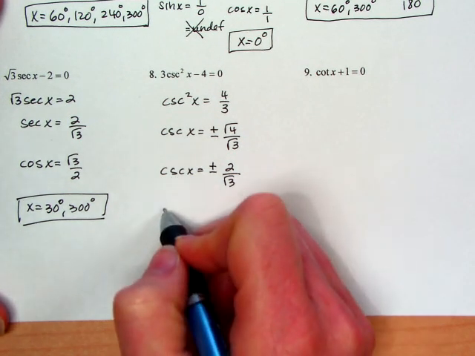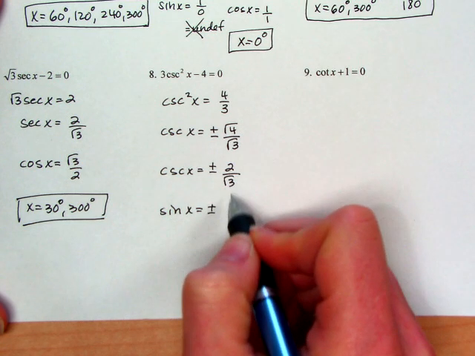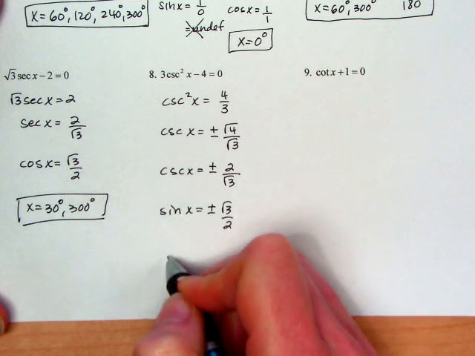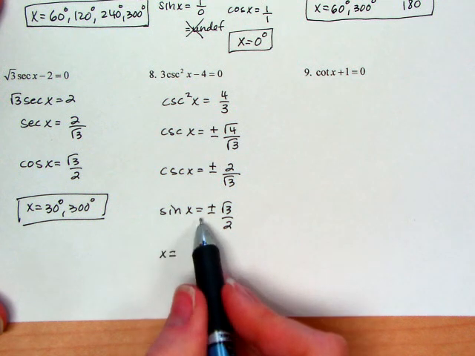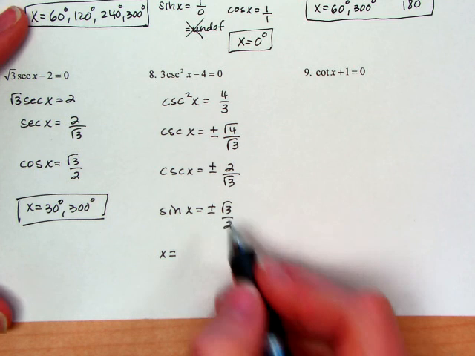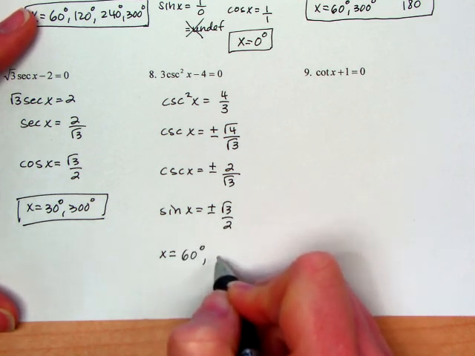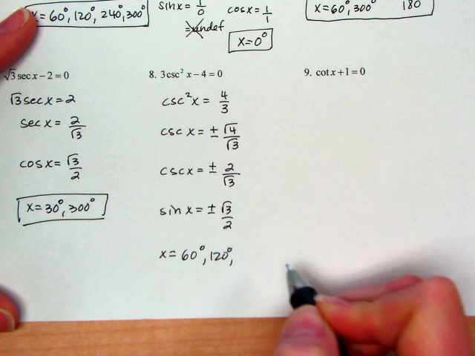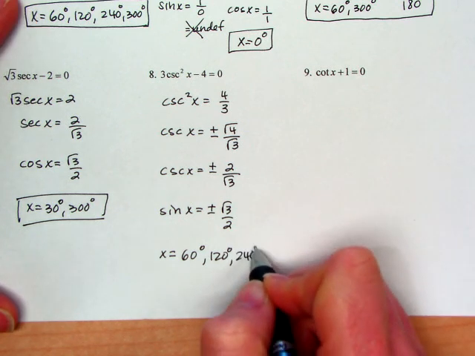Cosecant goes with sine, plus or minus, and we're going to flip this fraction, so we've got square root of 3 over 2, which is handy because that's everywhere on our circle. And we're looking for every value of sine, positive or negative square root of 3, sorry, square root of 3 over 2. And that happens lots of places. 60 degrees, 120, and 240, and 300.